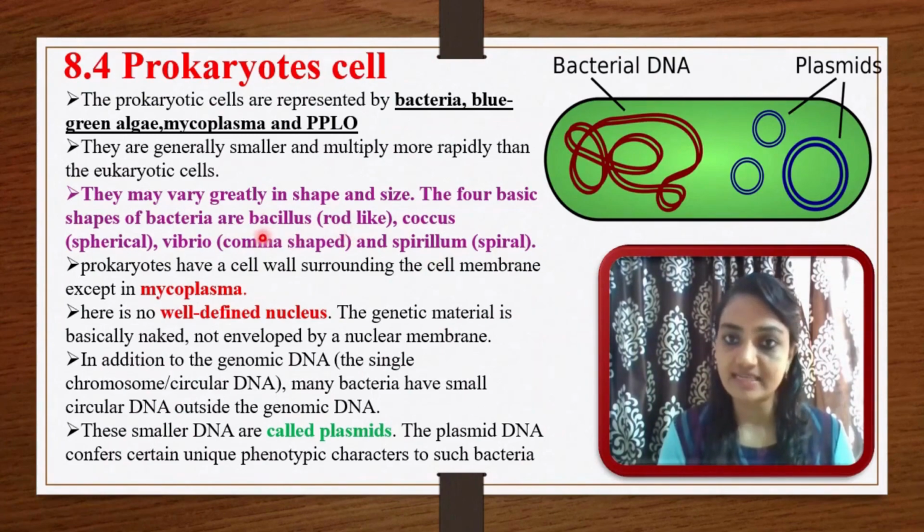If rod-like, that is a bacillus. Spherical is called coccus. Comma shape is called vibrio. And if it is spiral shape, then it is considered a spirillum.